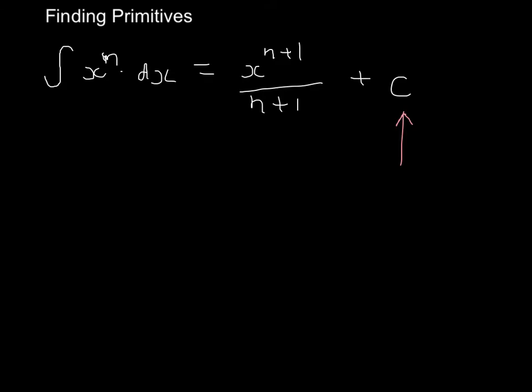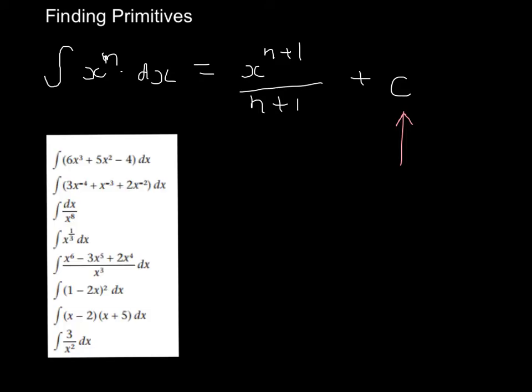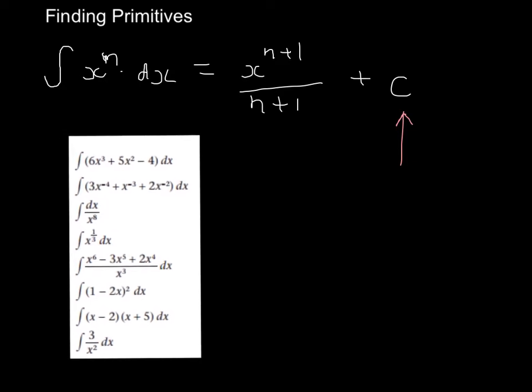So let's see how it works. So we're going to find the primitives of these functions. And I might actually number them. 1, 2. Okay. So, number 1. We have 6x cubed, 5x squared and 4. So the rule is add 1 to the index and then divide by that number that you've created.